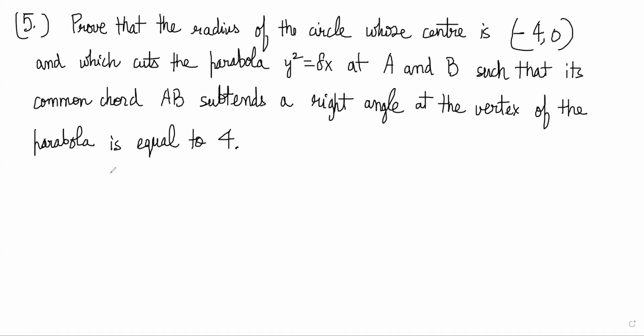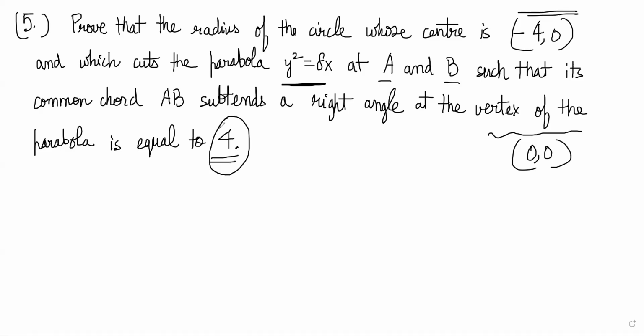So basically, we have a circle whose center is (-4, 0) and which cuts the given parabola at A and B, such that the common chord AB subtends a right angle at the vertex of the parabola. The vertex of the parabola, by the way, will be (0, 0), right? We have to prove that the radius of the circle is equal to 4, right?